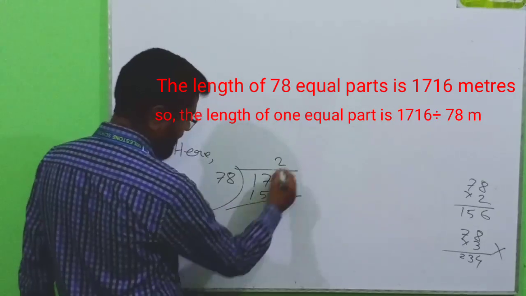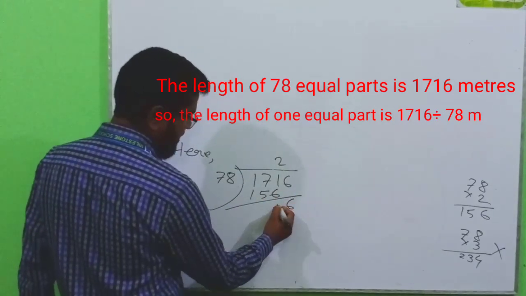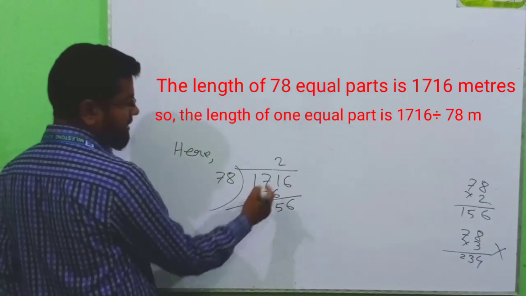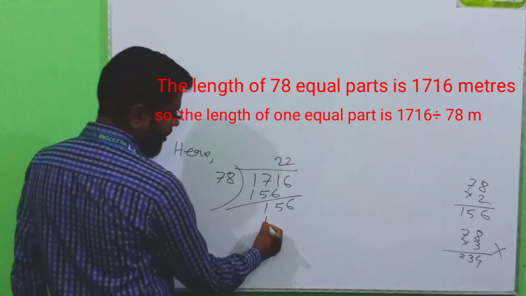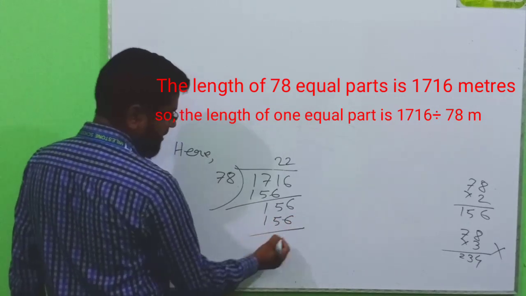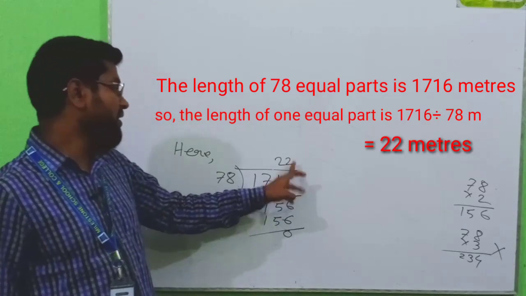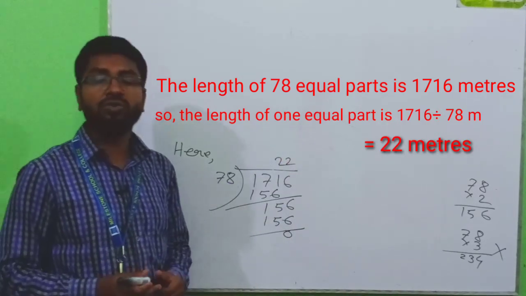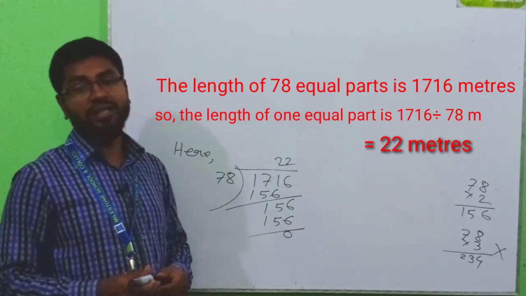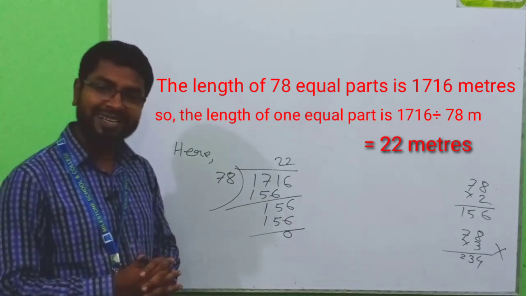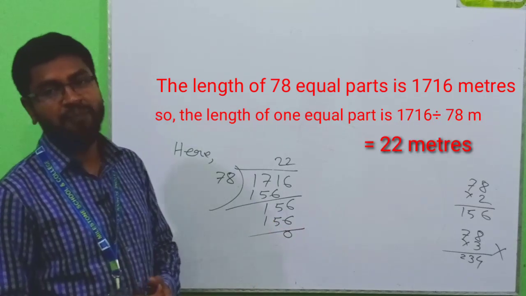156. Subtract it. Now subtract it. 6 5 1. Oh, it is again the same times, 2 times. So 156. So we got the answer without any remainder. So this is 22 meters. So the answer will be 22 meters. Have you understood? It's very easy.